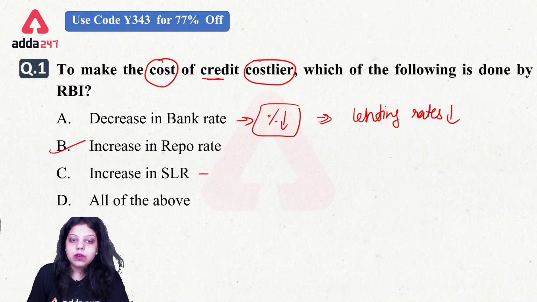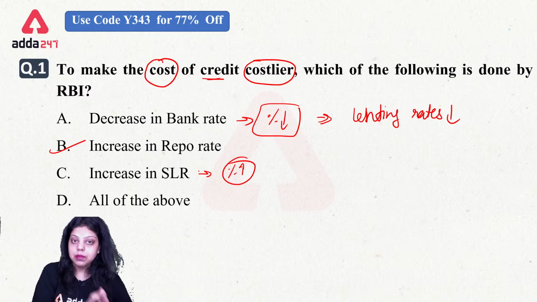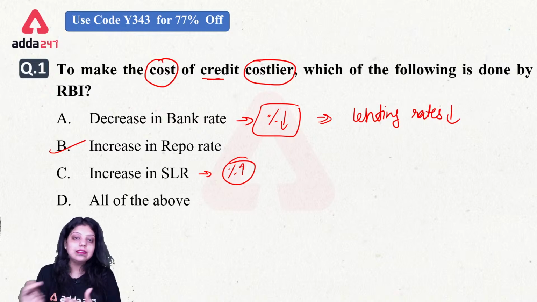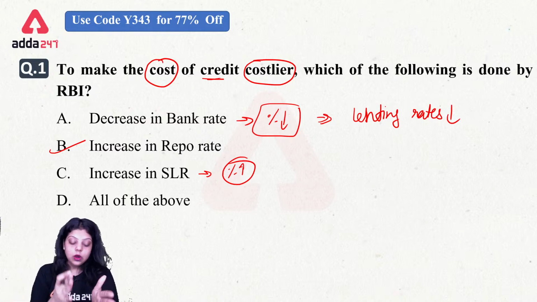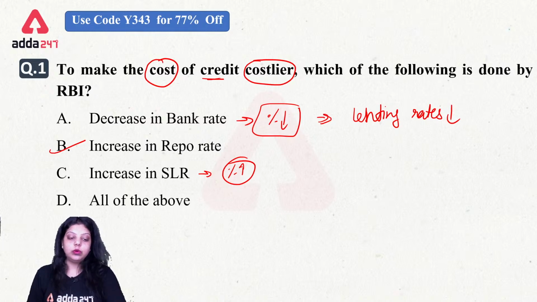Now if we talk about SLR, if RBI increases SLR, the increment in SLR will make sure that the reserves of the banks will be higher in comparison to earlier. So it will not increase the lending rates drastically, but when RBI is providing loans at the repo rate to commercial banks at a higher rate of interest, it will increase the lending rates of the commercial banks. So it will increase the cost of credit in the market. The right answer will be option number B.